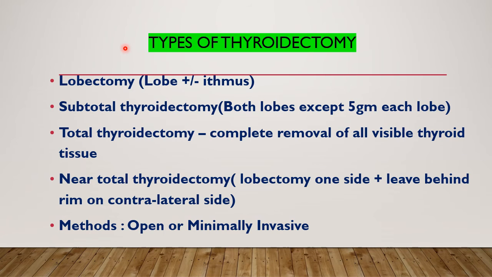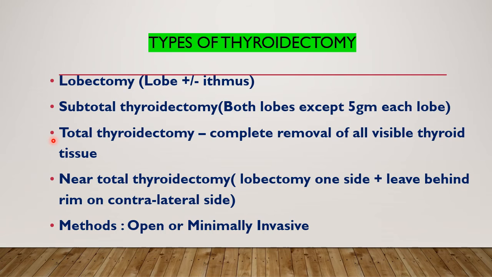Now, what are the types of thyroidectomy that are usually done? First is lobectomy, which is the removal of a lobe of the thyroid which bears the tumor plus the isthmus if necessary. Subtotal thyroidectomy, where both the lobes are removed, but a little bit of tissue, about 5 grams, is left behind on either side, usually at the upper lobe. That is subtotal thyroidectomy. The third one commonly done is your total thyroidectomy, where there is complete removal of all visible thyroid tissue.